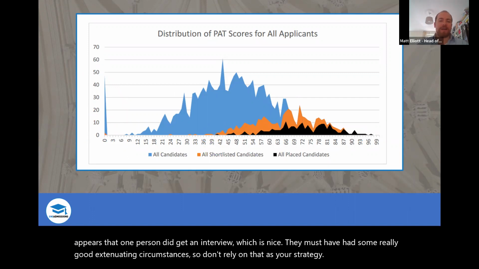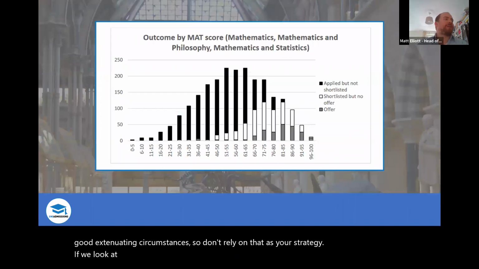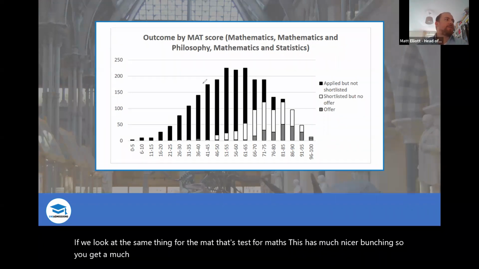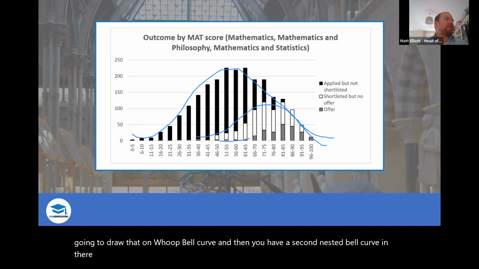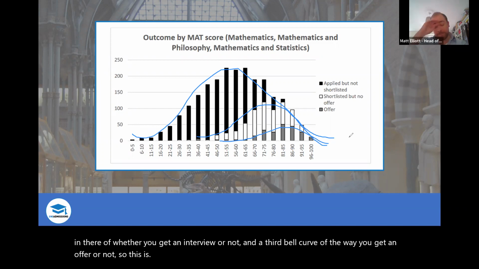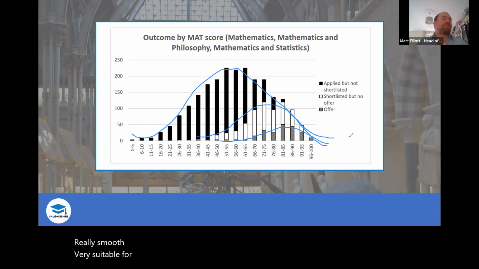If we look at the same thing for the MAT, this test for maths, this has a much nicer bunching. So you get a much smoother bell curve. But as you can see, you've got your macro bell curve. I'm just going to draw that on. Whoop, bell curve. And then you have a second nested bell curve in there of whether you get an interview or not, and a third bell curve of whether you get an offer or not. So this is really smooth, very suitable for maths, really good traditional mathematical modeling.